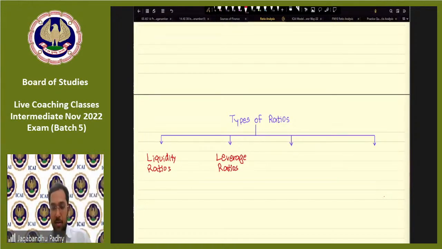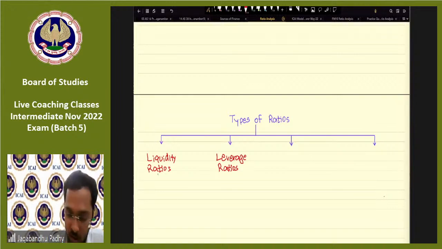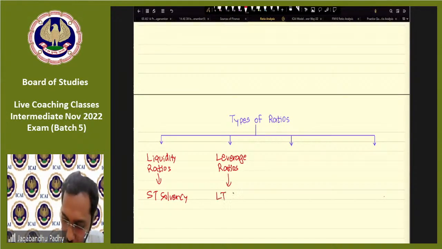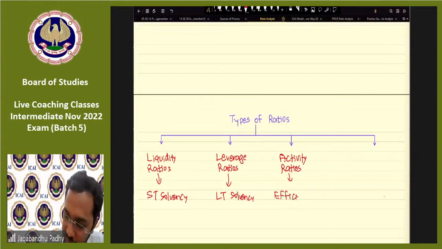Now understand that liquidity ratio talks of short-term solvency, that in a short run, how solvent I am. Leverage ratios will talk of long-term solvency. Activity ratios is the third one that we are going to see. These set of ratios are going to inform us how efficiently we are doing the business.